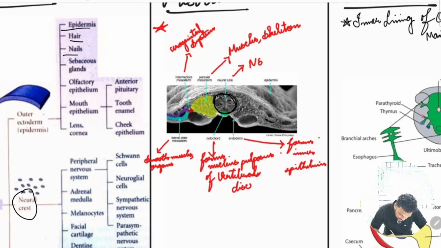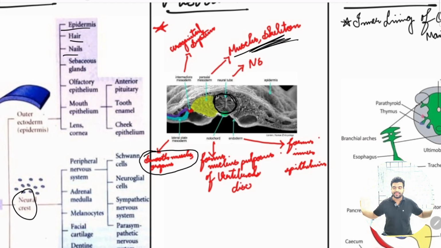The paraaxial mesoderm will give rise to muscles and skeleton. See, right next to the axis, that is the spinal cord, it is going to be muscles, right? All the muscles of the spine, upper limb, lower limb, all these things will be formed by paraaxial mesoderm. Then towards the lateral side, it is going to be smooth muscles of the organs. All the smooth muscles will be formed by the lateral plate mesoderm.